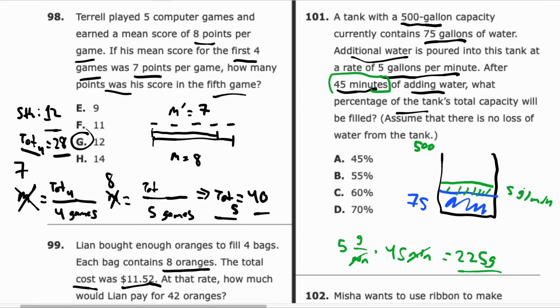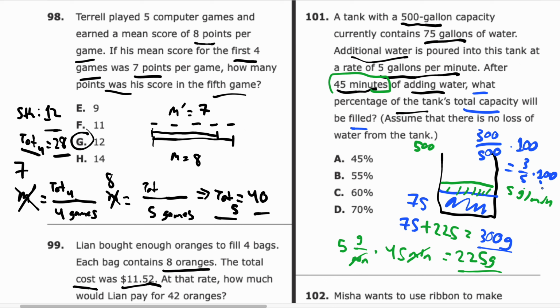So we add our initial 75 gallons to the 225 that have been added to get a total of 300 gallons at the end of 45 minutes, right? And what percent of the tank's total capacity is that? To find that, we do 300 over the capacity of 500 times 100. So that's just 3 over 5 times 100, which is 60%.